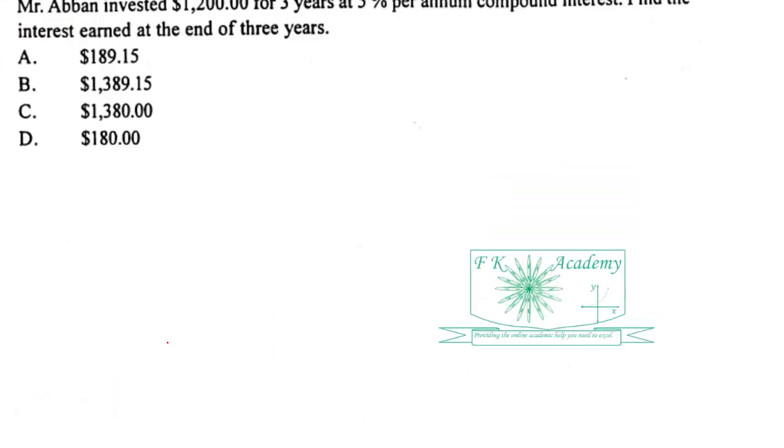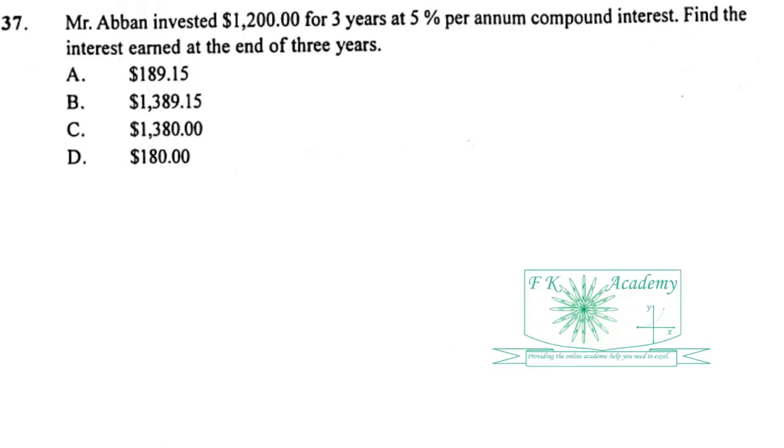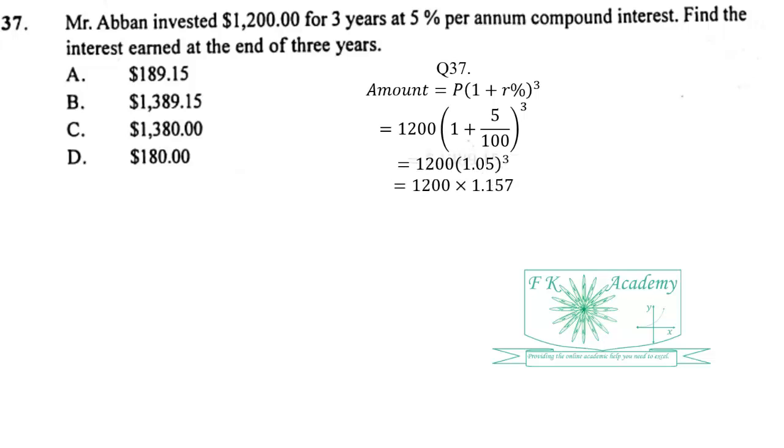Mr. Aban invested $1,200 for 3 years at 5% interest per annum compound interest. Find the interest earned at the end of the 3 years. The amount will be 1,389.15. So the interest will be $189.15.